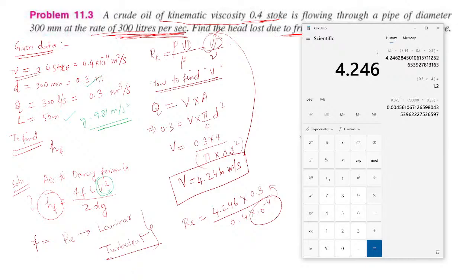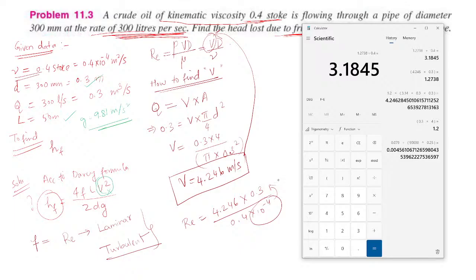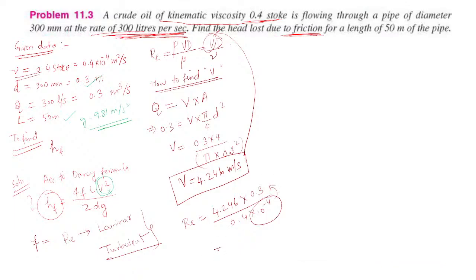4.2466 into 0.3, close the bracket, this is the answer, and divided by 0.4, right? So I am getting around 3.18 into 10 power minus 4, sorry, plus 4. Since I am keeping it on the numerator side, I will get a plus 4. So again, I hope it is quite clear.